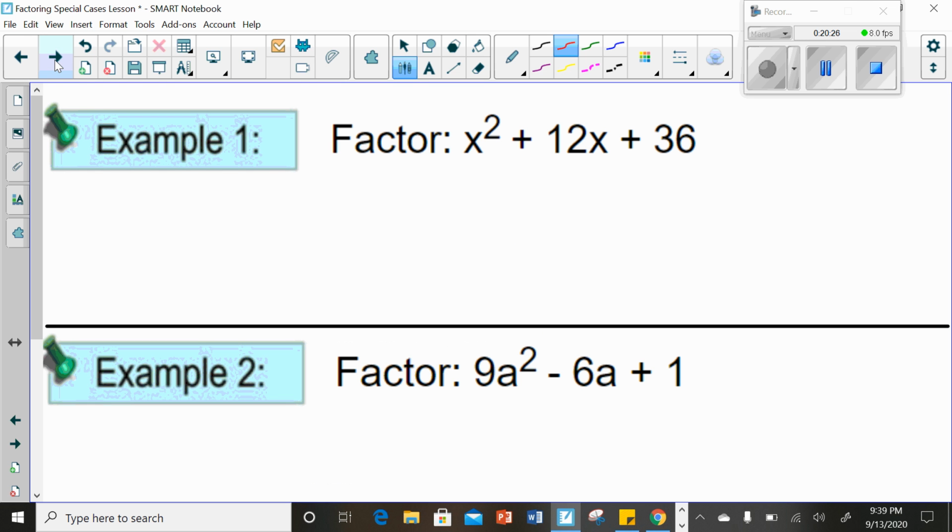So for example 1, let's just determine first, is there a GCF? Well, as soon as you have a 1 here, there's no numbers that are GCF, and they don't have any x's in common. So as soon as I see that my first term is a perfect square, x squared is a perfect square, and my last term is, and mind you, this has got to be a positive.